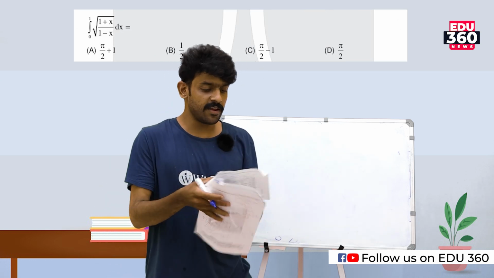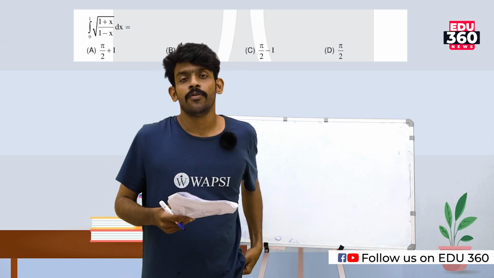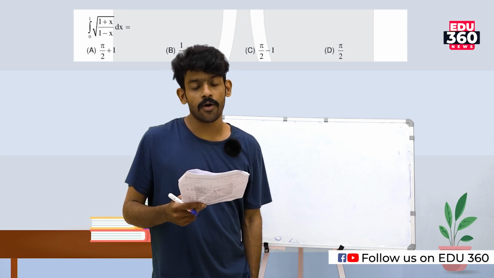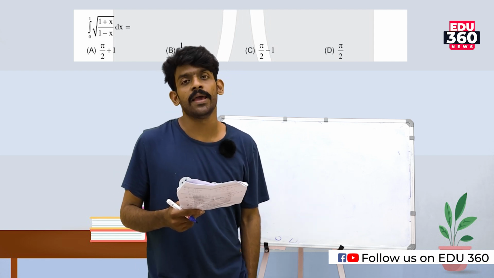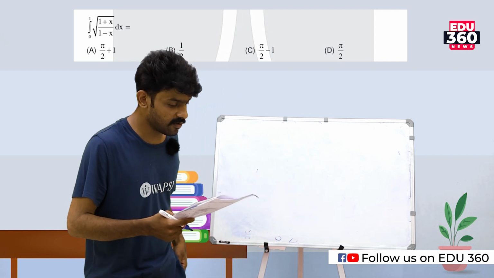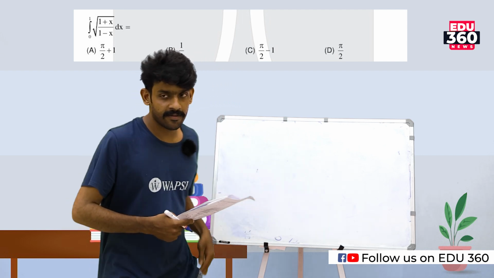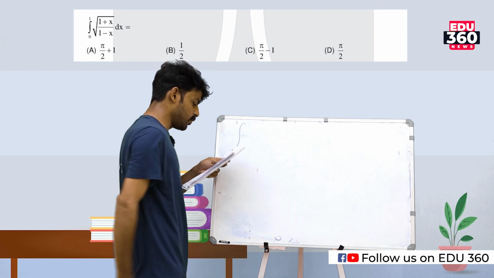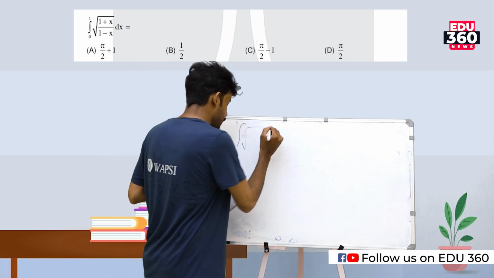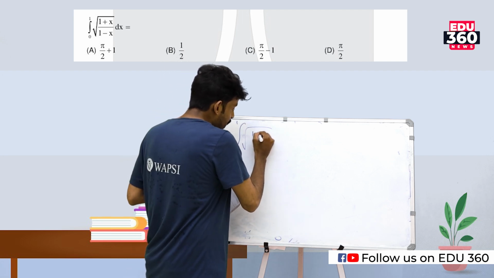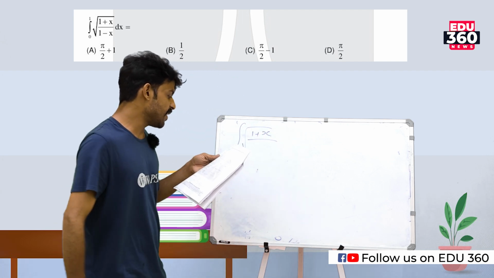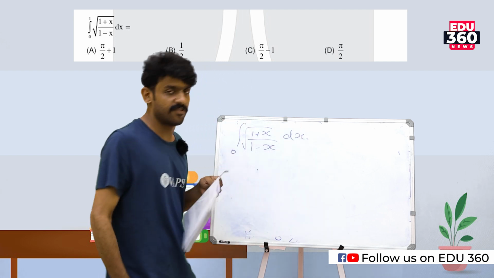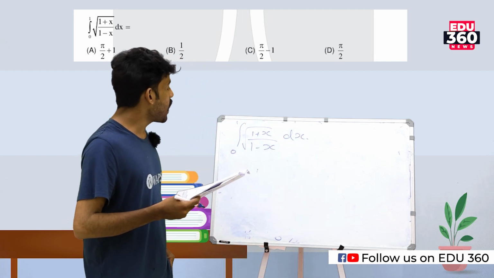So the fourth question is integral of 0 to 1 root of 1 plus x divided by 1 minus x dx. So this is the next question. Okay, so we need to find the value of this one.